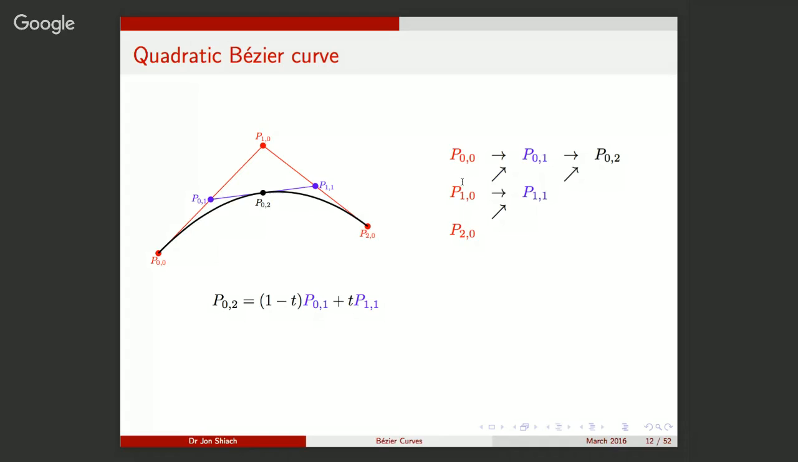So P02, using de Casteljau's algorithm, is this. Just a combination of the blue. I've color-coded them blue here. Well, each of those blue ones is a combination of the red ones. So here, instead of having P01, I've replaced it with this square bracket. P01 is 1 minus t times P00 plus t times P10. And likewise, this P11, which is this one here, is a combination of P10 and P20.